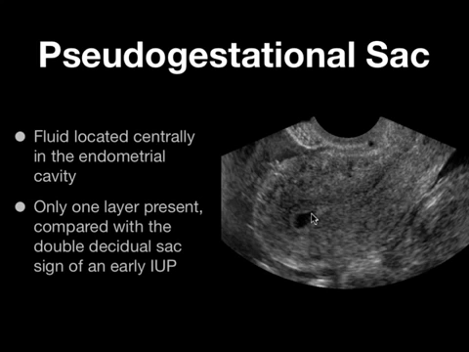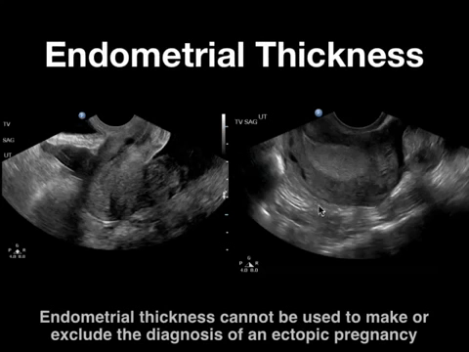So this is going to be located centrally in the endometrial cavity, and in theory there should only be one layer present. However, there have been cases described where a double decidual sac appearance was present. Here we have two patients, both of whom had ruptured ectopics. The patient on the left here has an anteverted uterus on this sagittal exam. There's no intrauterine pregnancy seen, and you've got complex fluid in the anterior and posterior cul-de-sacs. And if you look, the endometrial thickness is relatively thin.